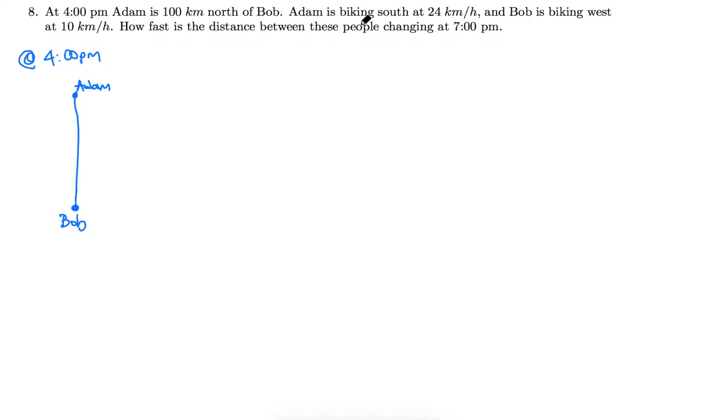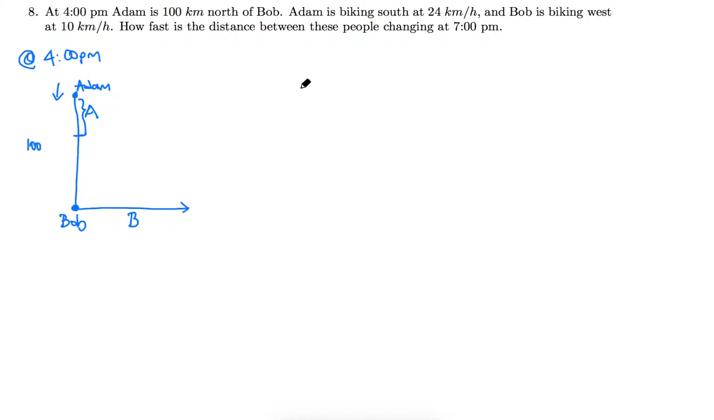Okay, so Adam is biking south at 24 kilometers per hour, so he's going south, and Bob is biking west. Bob is going this way. So let's give some names. Let's say the distance covered by Adam is A, so that's how he travels. And by the way, this distance A to B is 100 kilometers. And let's say Bob goes B units.